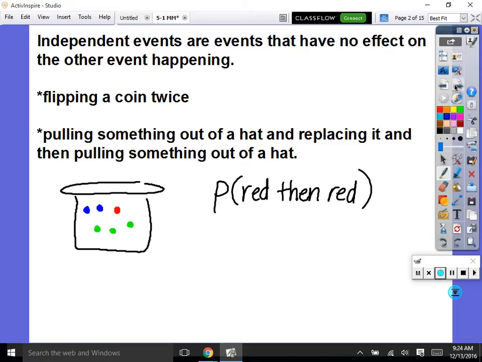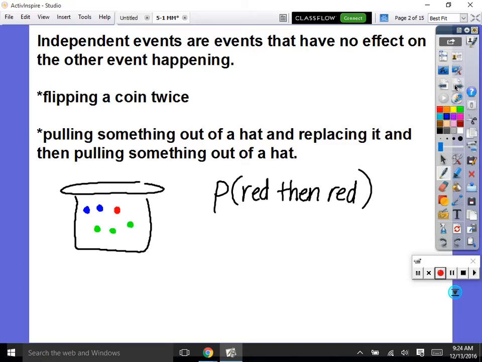So here's an example of probability of an independent event. Here's a hat, and we have 2 blue marbles, a red marble, and 3 green marbles. If we pull something out of the hat and then put it back in, aren't we starting back at the original place? So that would be considered if we have 2 events.